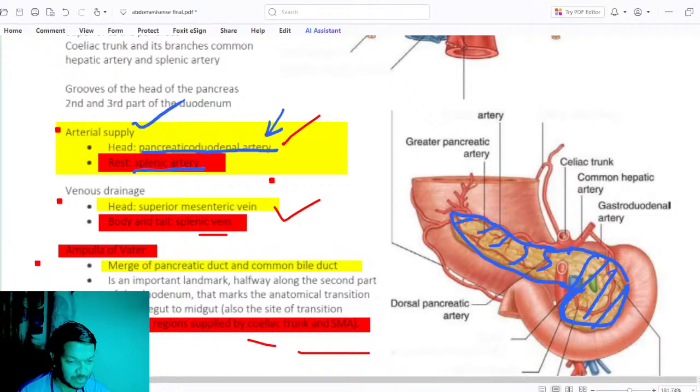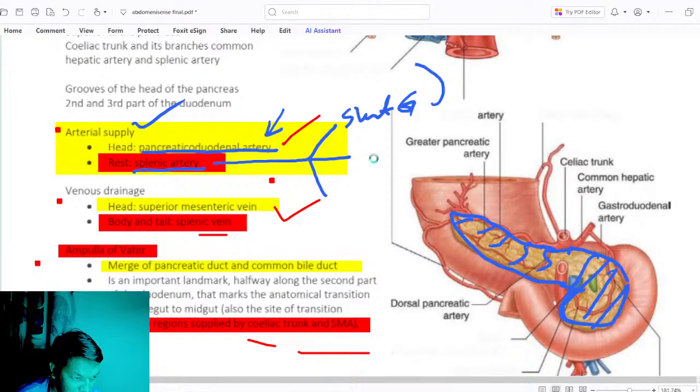So head of the pancreas is supplied by the pancreaticoduodenal artery, and the rest of the pancreas is supplied by the pancreatic branch of the splenic artery. Better to say it like this. Because the splenic artery, as we have seen before, has three branches. One is short gastric, supplying the fundus. Then left gastroepiploic, supplying the greater curvature, and another branch is the pancreatic branch, right?